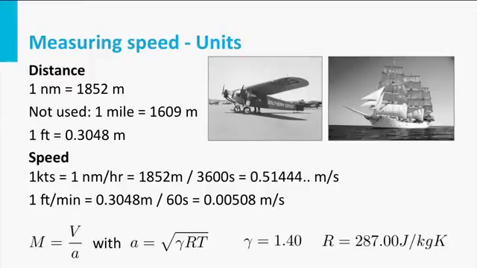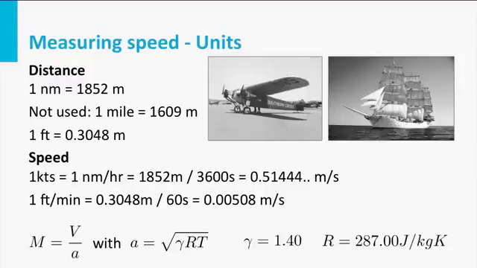For speed, the nautical mile per hour is used, and this is 1 knot, as we call it. 1,852 meters divided by 3,600 seconds results in the conversion factor to meters per second, which is 0.51444. During exercises, the conversion factor will always be given. We do not require the students to know the conversion factors, but it is good to be aware of them and have this order of magnitude.